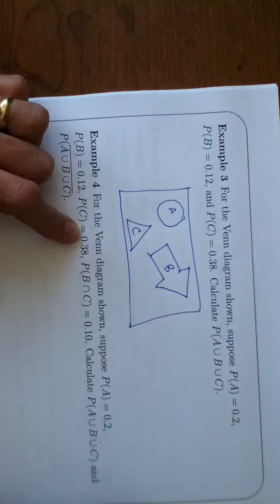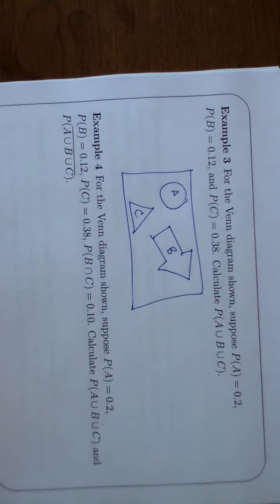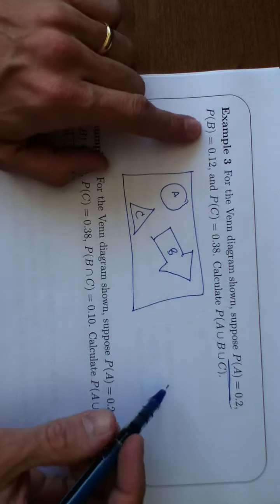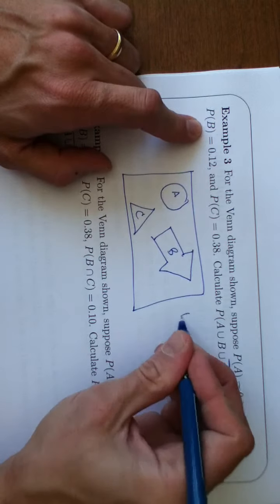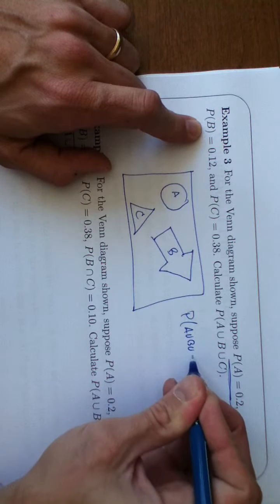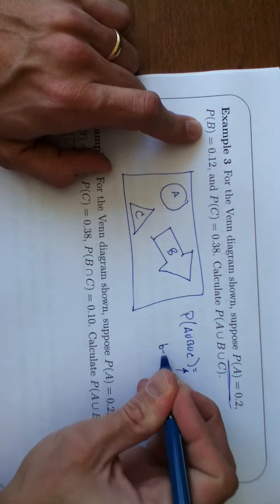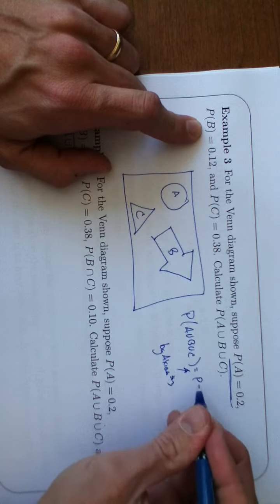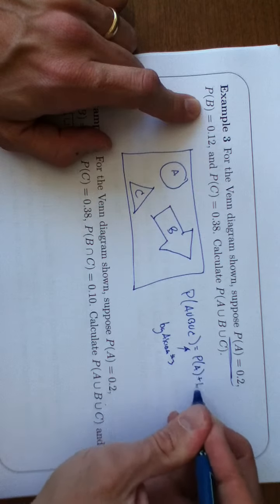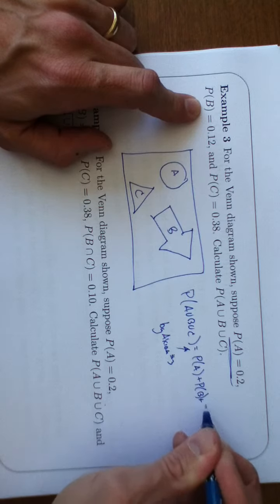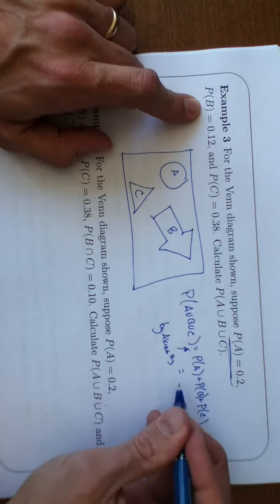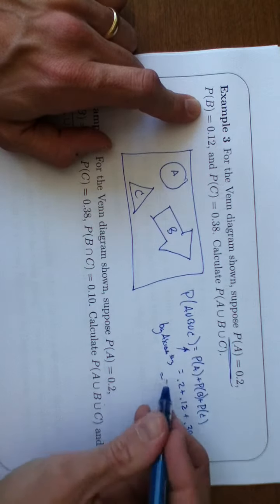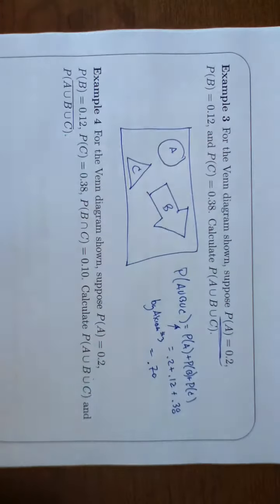And here's C. Let's suppose that the chance that event A occurs is 20%, and the chance of B is 12%, the chance of C is 38%. Then what's the probability of A union B union C? Well, since these events are all disjoint, axiom 3 says that this is the same as the chance of A plus the chance of B plus the chance of C, right? So that's going to be 0.2 plus 0.12 plus 0.38, which is 0.70, okay? Good.